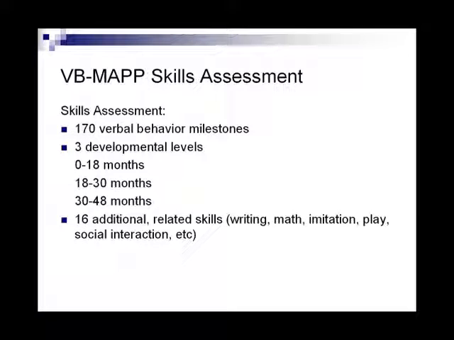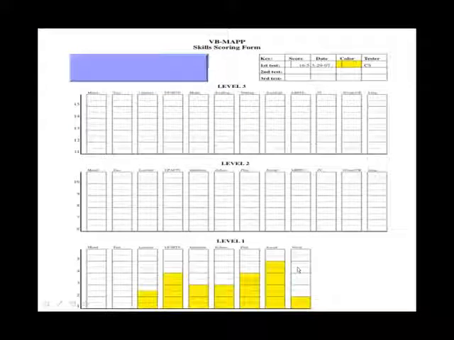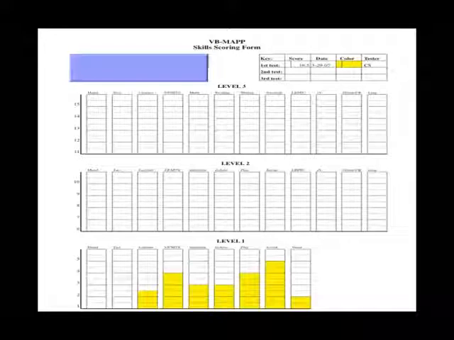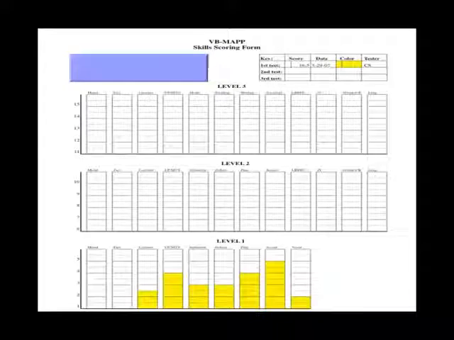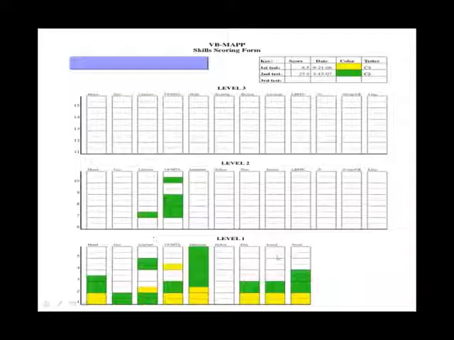This is the scoring form for the VB-MAPP. As you see, it has level 1, level 2, and level 3, and that is where the developmental ages come into play. We have the same sort of color system as the ABLLS here, where if you look on the top right of the screen, you see the first test. It's color yellow, and in yellow those are the skills that the child has in his repertoire currently. Green shows the second test, the skills that he now has in his repertoire after intervention.